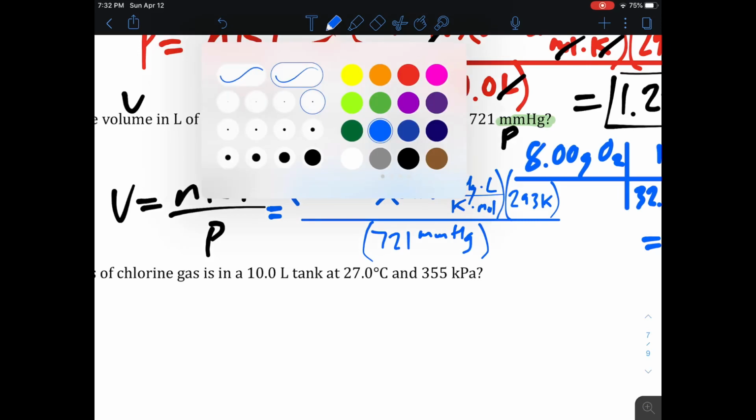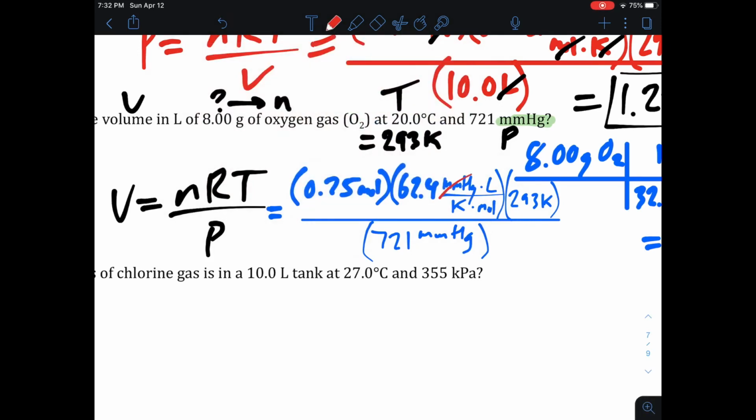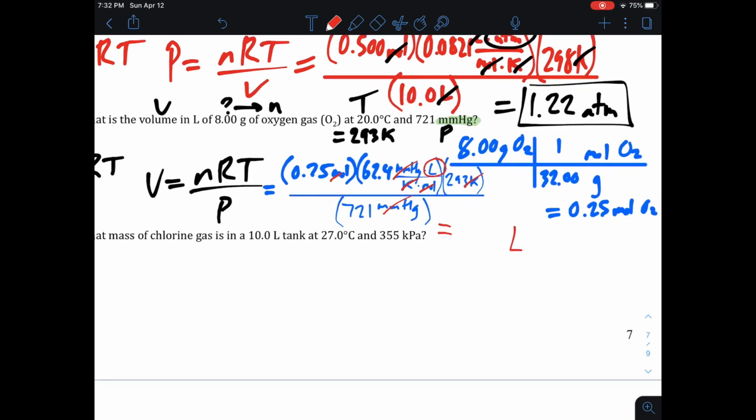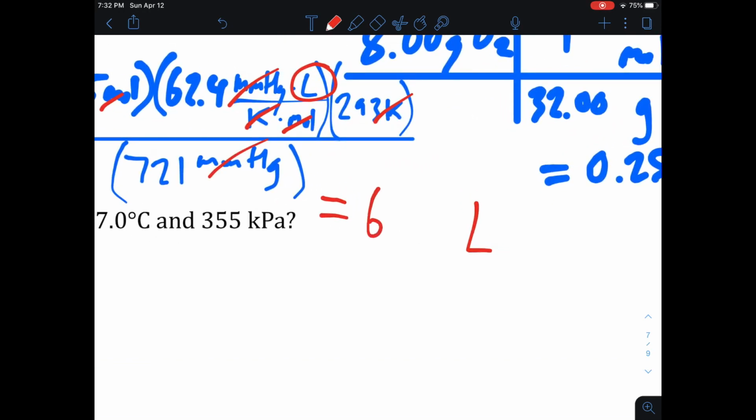And because I showed all my work, I can double check. My millimeters of mercury cancel, my moles cancel, my Kelvin cancels, and I'm left with liters. Our final answer on this one will be in units of liters. And that gives me an answer of, with 3 sig figs, 6.34 liters.